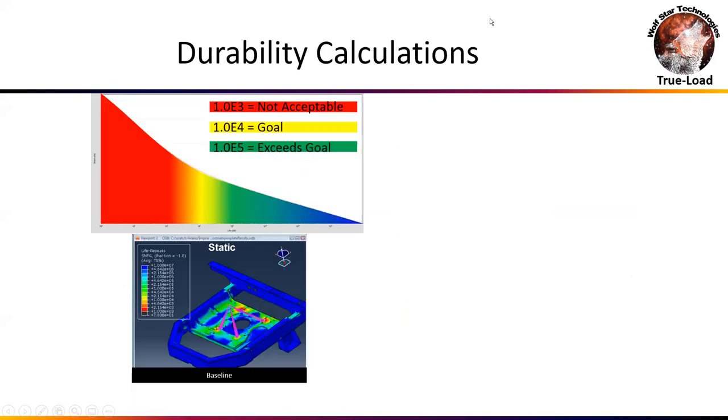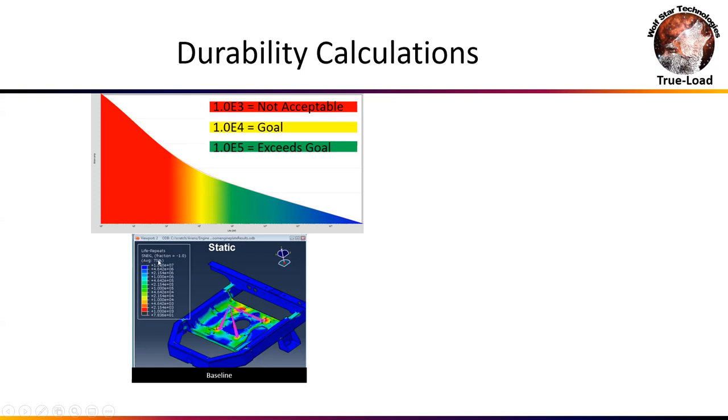And now, here are their durability plots. Basically, this is the fatigue life of their material. They needed to go 10,000 cycles here, or actually 10,000 hours, I believe it was. The goal is the yellow curve on here. On these plots, we want to see anything yellow, green, or blue. So their baseline was fine. There's some red here because of the RBEs we had on the structure.